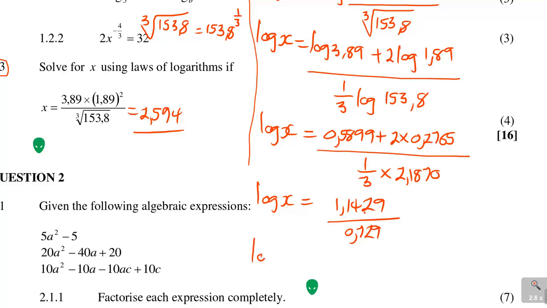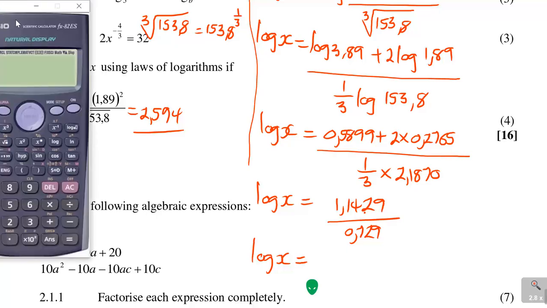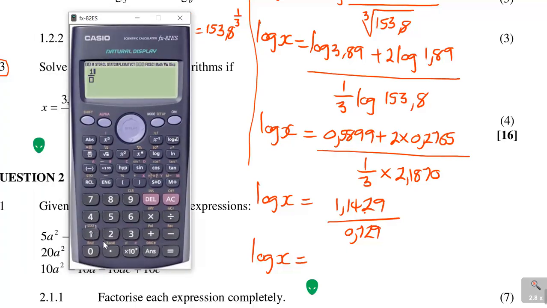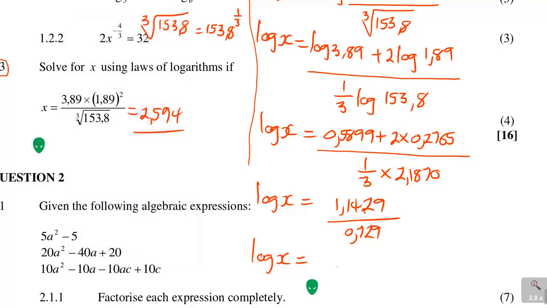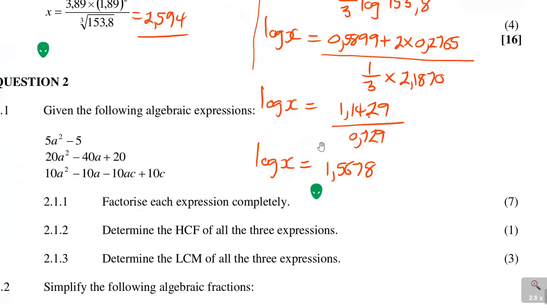You continue and say log x is equal to, then you divide 1,1429 over 0,729. You divide that, it will give me 1 comma into 4 decimal places again, 1,56776. The 6 changes the 7 to 8, which is 1,5678. So now you have come to the end, the final part here.